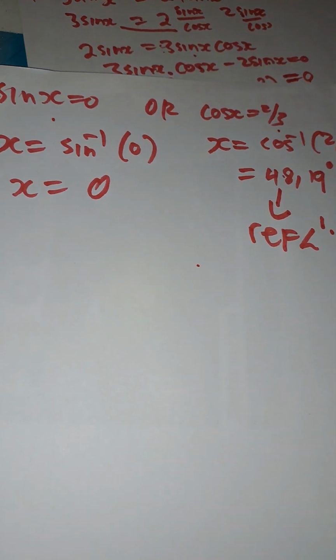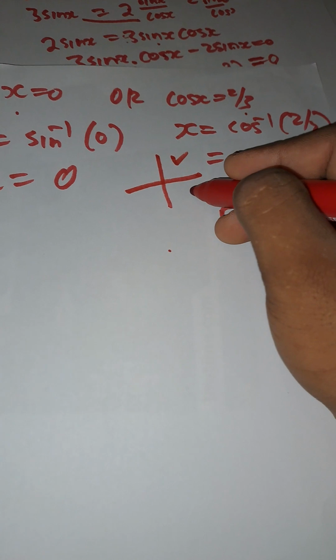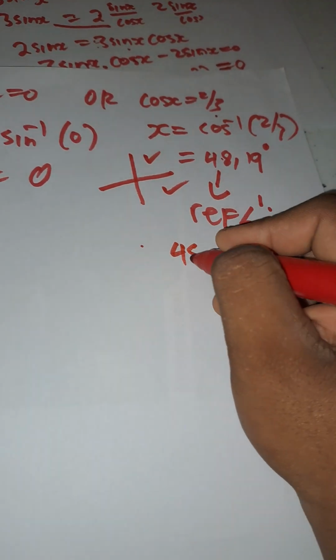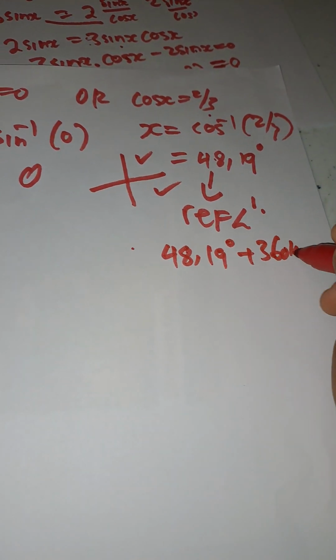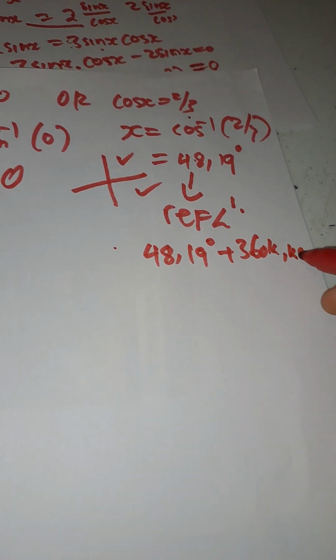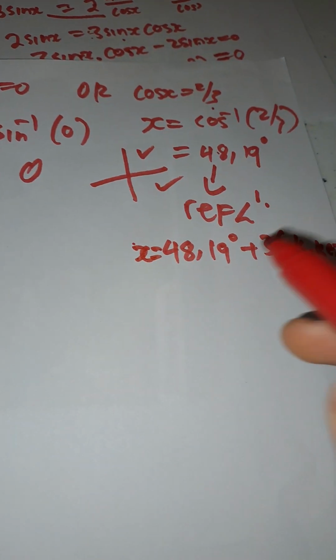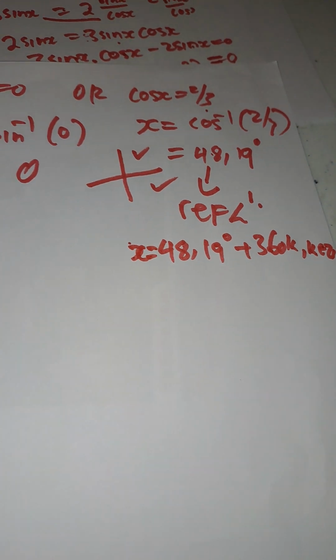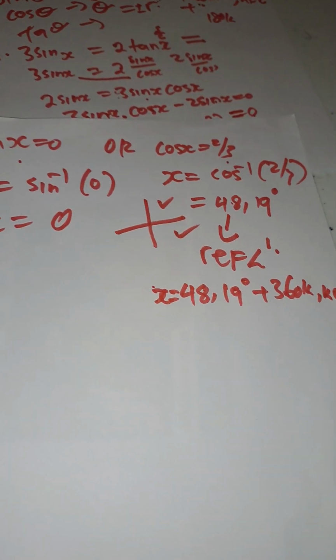Another thing that you do here, we check where our cos is positive. Where is our cos positive? In the first quadrant and the fourth quadrant. So you're just going to say 48.19 degrees plus 360k. Don't forget this k is an element of integers. So x is equal to 48.19 plus 360k, k an element of integers.